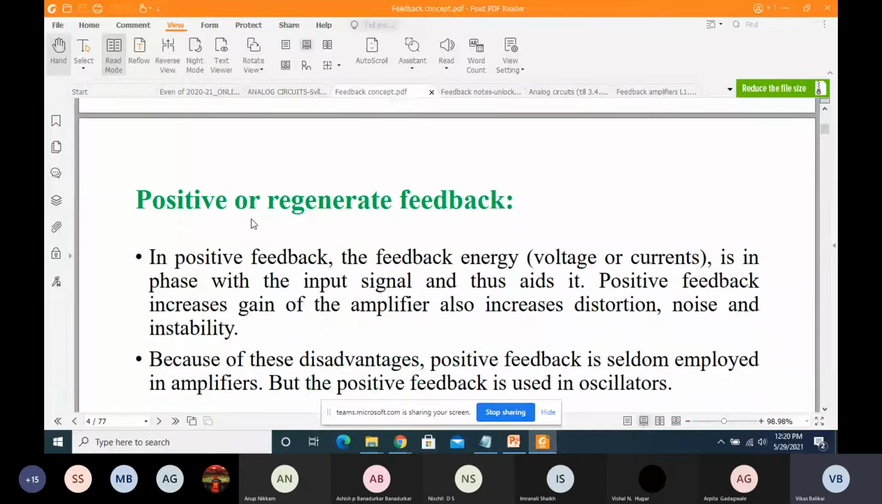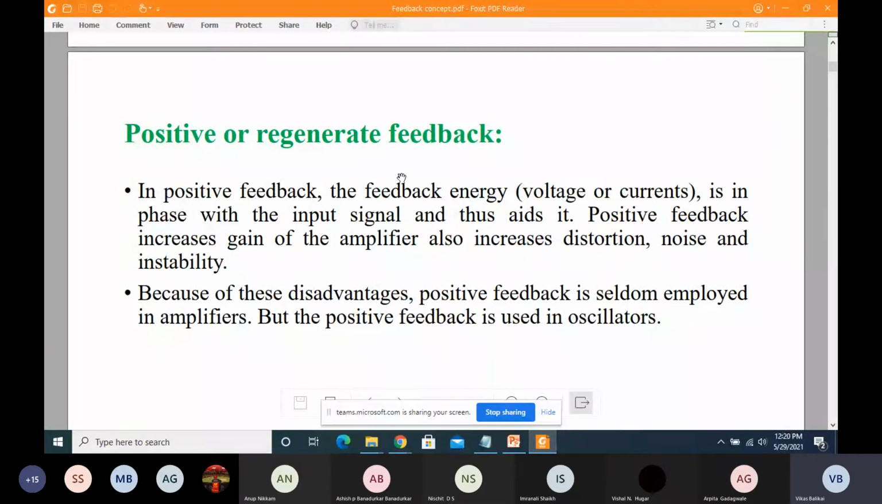Positive feedback, also known as regenerative feedback, is used to ensure the feedback signal given back to the input is in phase with the input signal, and thus helps in increasing the amplitude. So basically, positive feedback increases the gain of the amplifier. In the meantime, it also increases the distortion, noise, and instability. So positive feedback is going to ensure the amplitude is enhanced.